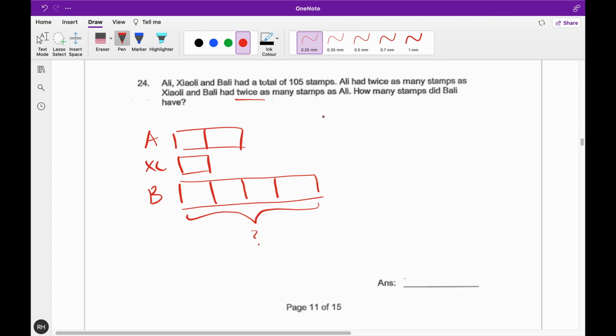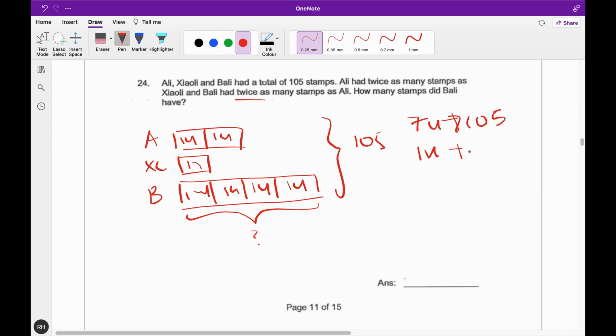So we want to find Bali, and we know the total is 105 stamps. How many units are there? 1 unit, 2 unit, 3 unit, 4 unit, 5 unit, 6 unit, 7 unit. So a total of 7 unit is equals to 105. 1 unit would be equals to 105 divided by 7. Okay, so we know 1 unit is equals to 15. Bali has 4 units, so 4 unit will be equals to 15 times 4. We know the answer is 60. So Bali has 60 stamps.